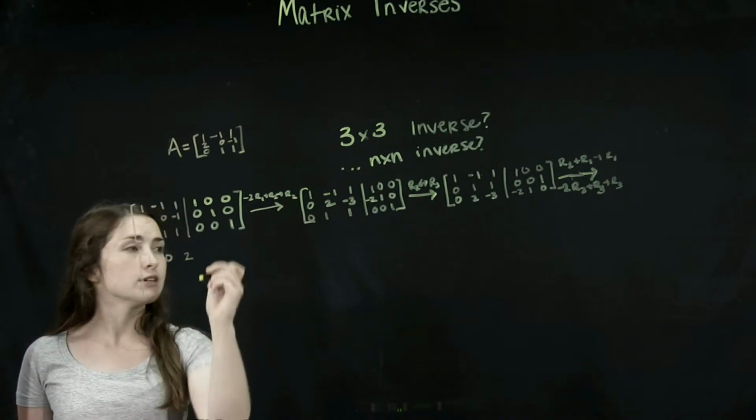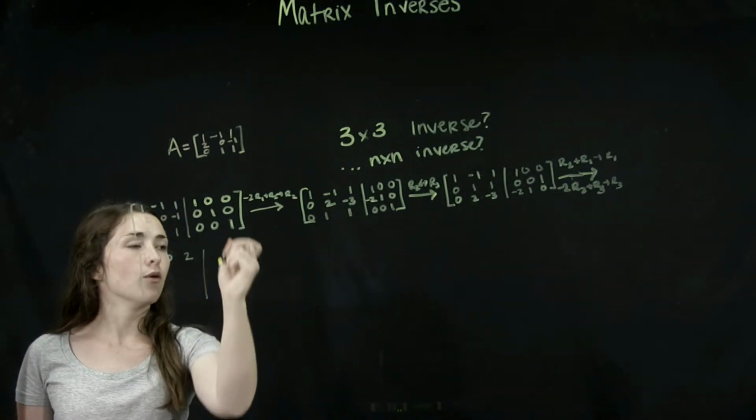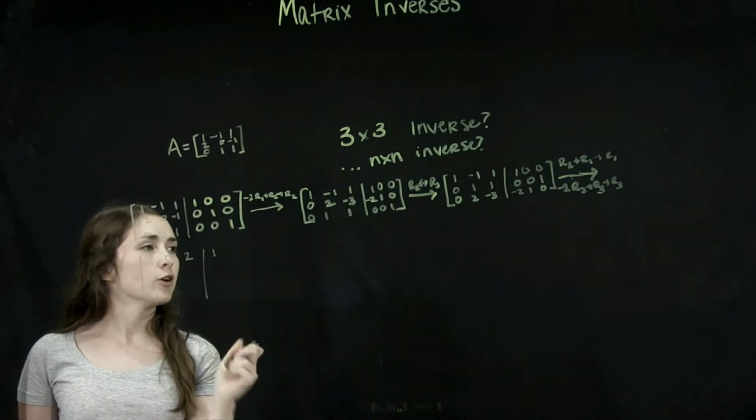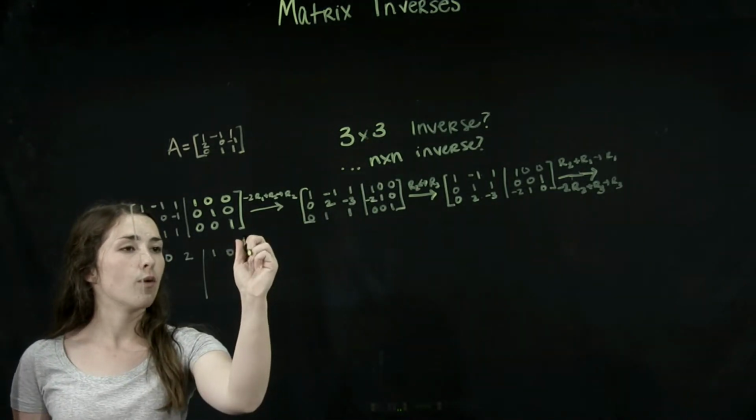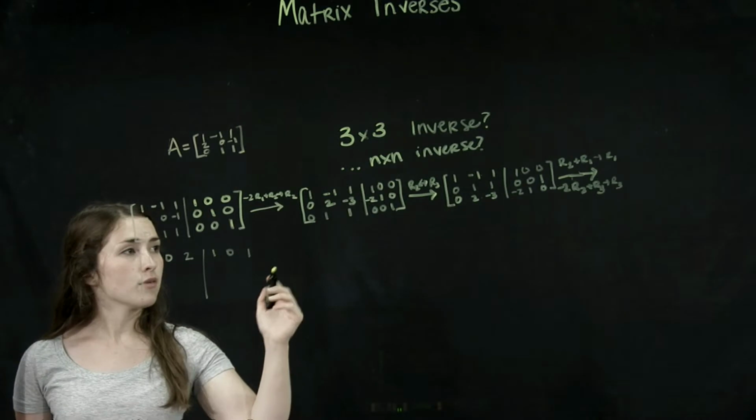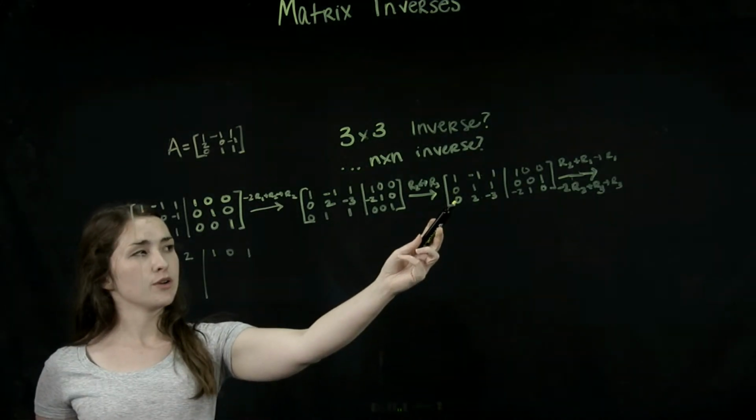1 plus 0 is 1. 0 plus 0 is 0. 1 plus 0 is 1. And now we're going to take -2 times row 2 and add it to row 3.